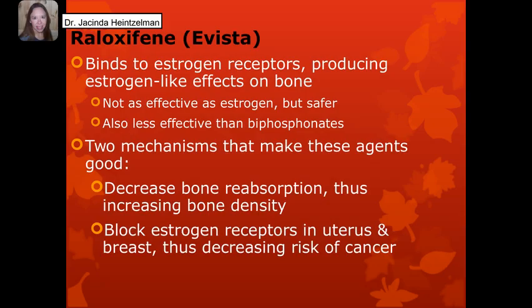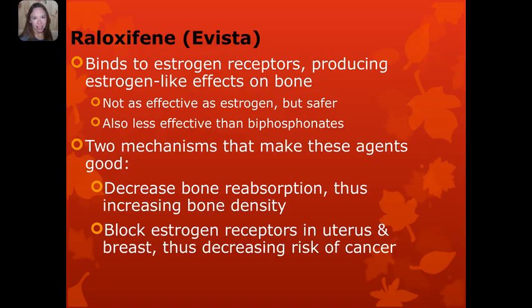Another drug that prevents reabsorption of the bones is called Evista. This drug works very similar to the hormone replacement therapy. What it will do is bind to the estrogen receptors, and then it's going to produce that estrogen-like effect on the bones. So it is going to help maintain the structure of those bones. The problem with this drug is it's not as effective as estrogen, but of course we don't have those secondary side effects that could potentially harm our patients. So these drugs are much safer.